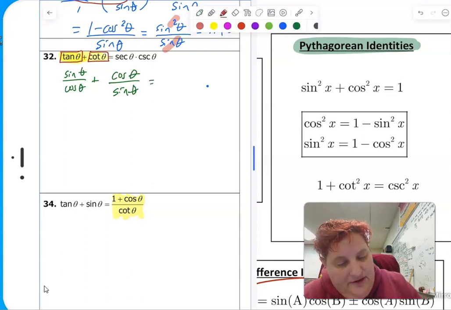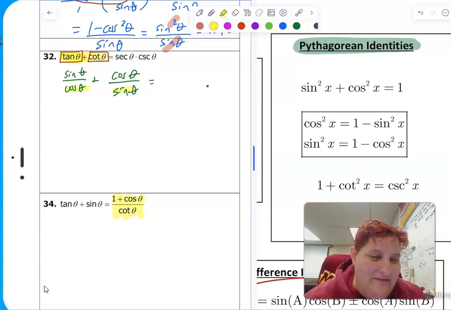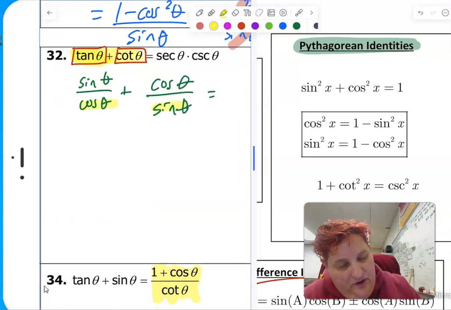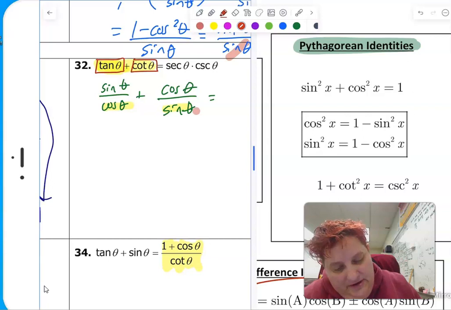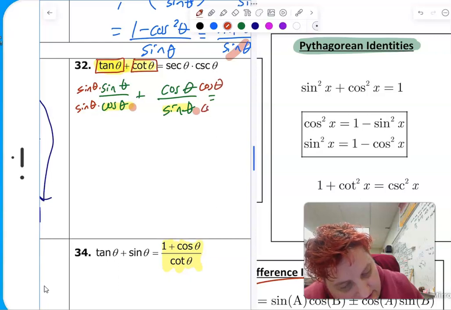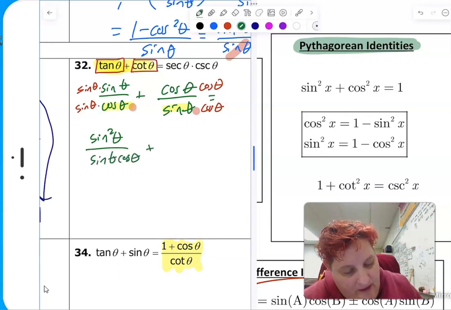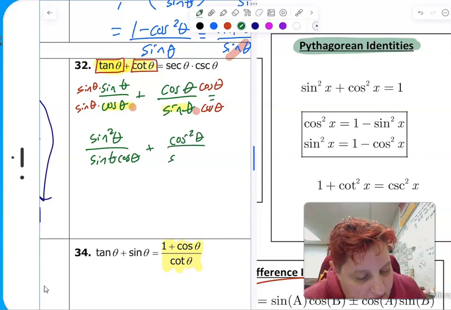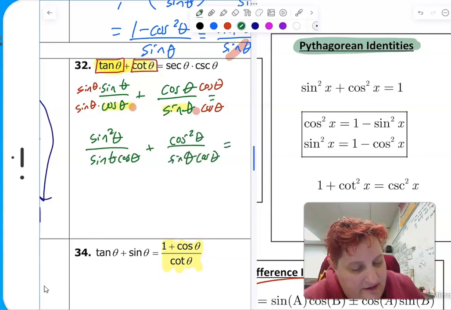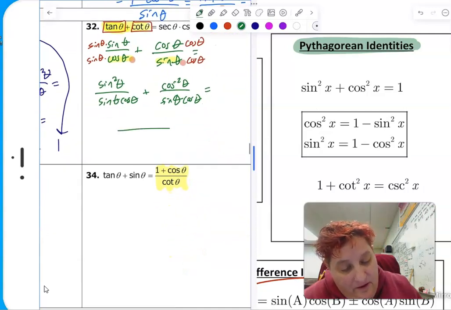Okay? Now, you guys can see, this is the first one I've gotten where I do not have a common denominator. But I would like to get a common denominator, and the way I do that is this one has a sine on the bottom, so I need to multiply a sine on the top and bottom here. This one has a cosine on the bottom, so I need to multiply a cosine on the top and bottom here. So I get sine squared over sine cosine. And then I get cosine squared over sine cosine. And I have a common denominator. The common denominator is sine cosine.